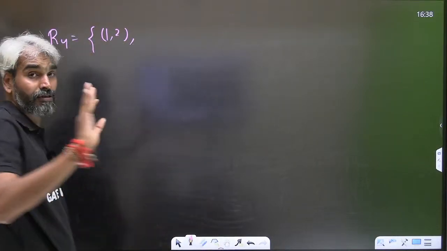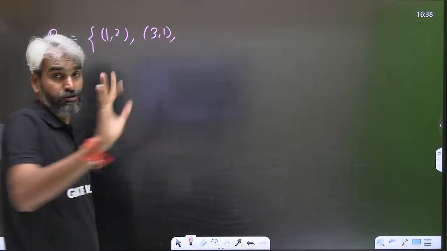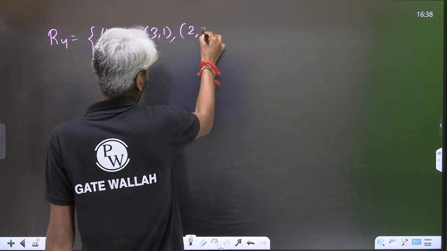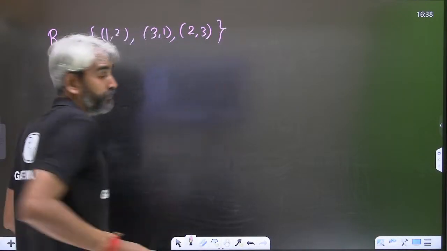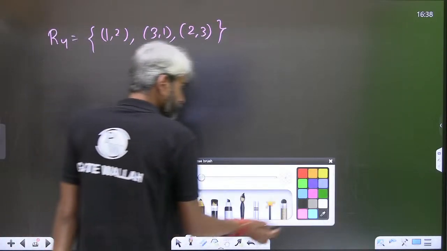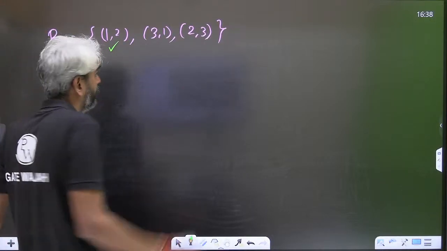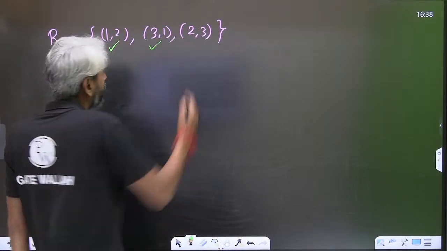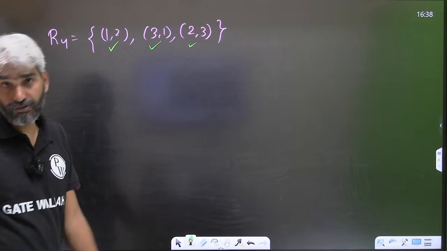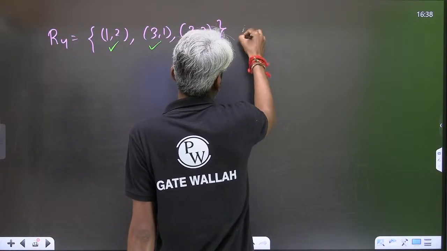So 1, 2 is present, then 2, 1 should not be present. 3, 1 is present, then 1, 3 should not be present. 2, 3 is present, then 3, 2 should not be present. So 1, 2 is present, 2, 1 is not present. Is it okay to have this in the asymmetric relation? Yes, sir. 3, 1 is present, 1, 3 is not present, so it is also okay. 2, 3 is present, 3, 2 is not present, so it is also okay. Yes, sir. All of them are satisfying the condition. Therefore, asymmetric relation.